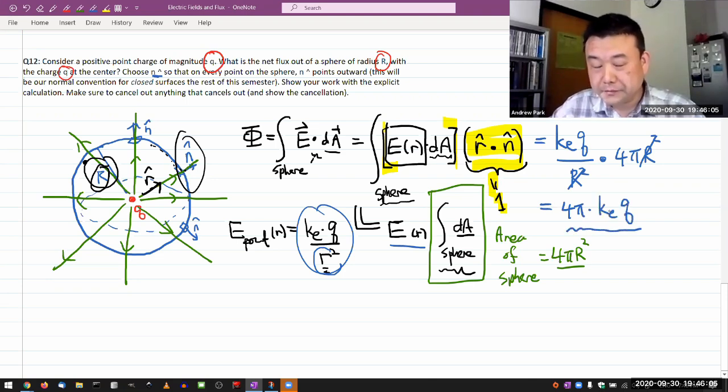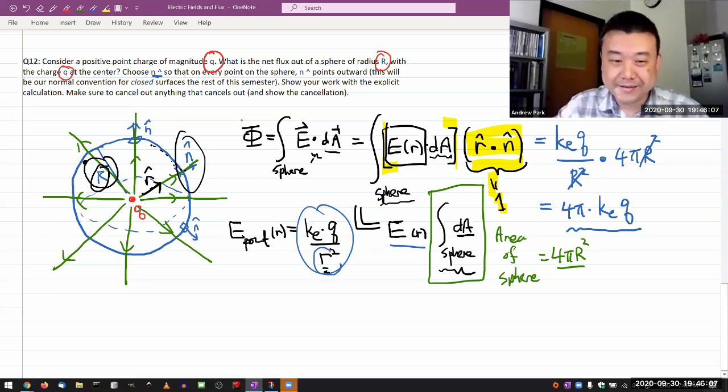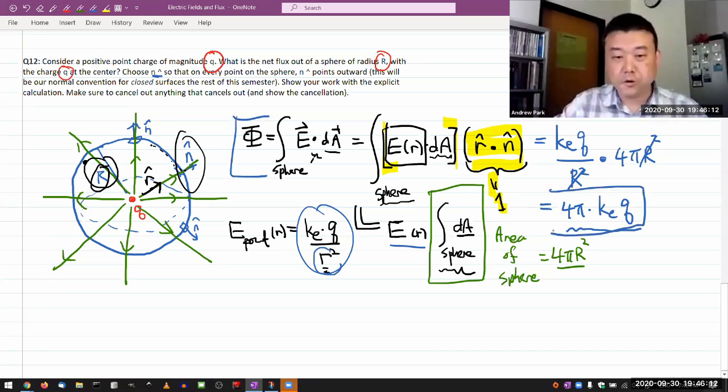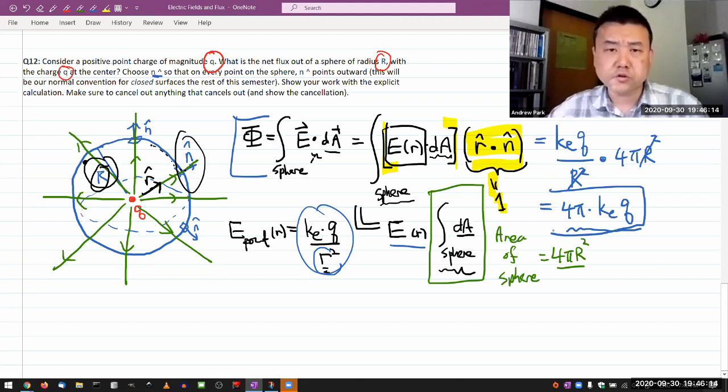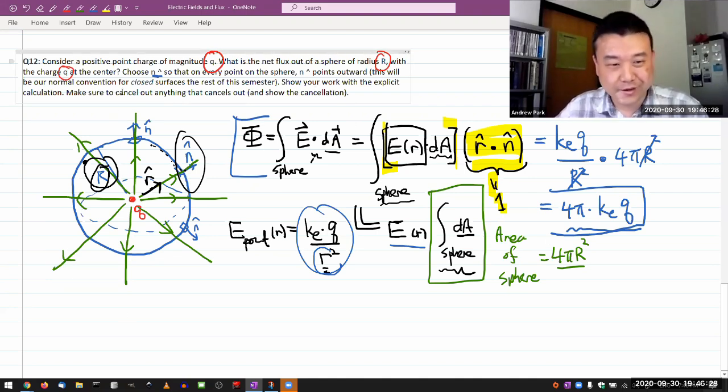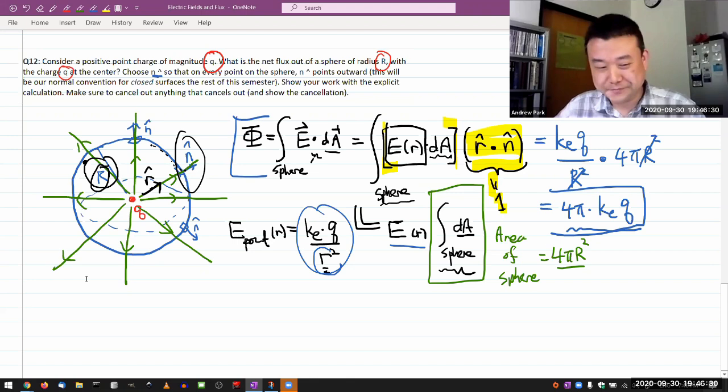And later on, I hope you recognize that this is what would have been given by Gauss's law. We just did it the long way and did a calculation using Coulomb's law. Coulomb's law and Gauss's law are equivalent to each other, so they both should give the same result. All right, that's the easy calculation. Show your work with the explicit calculation. Make sure to cancel out anything that cancels out. Show the cancellation with all that.